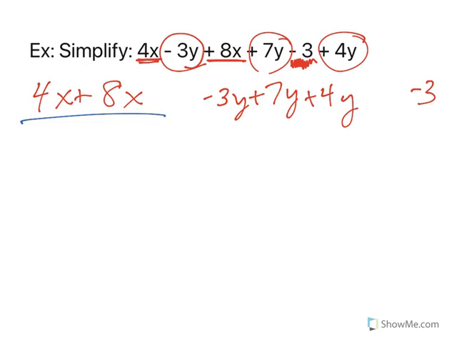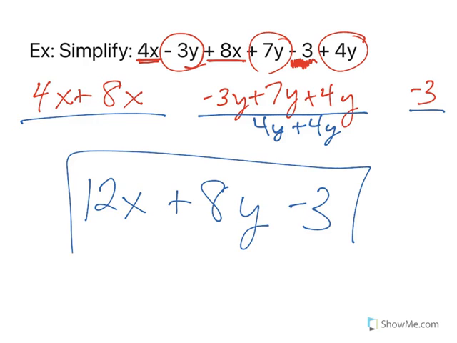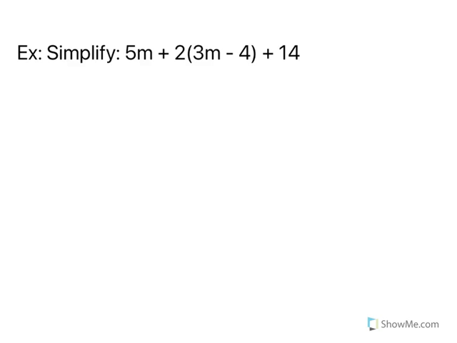So now when I put them together, 4x plus 8x is 12x. Minus 3y plus 7y is 4y, plus 4y gives me 8y. And then by itself, negative 3. So that right there is the simplification of that expression.